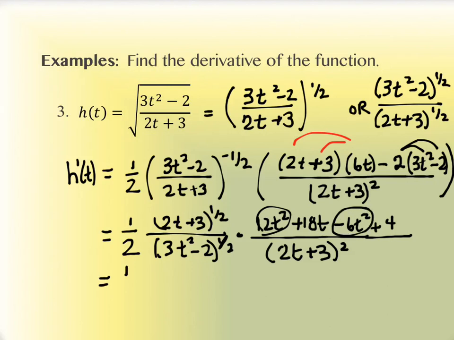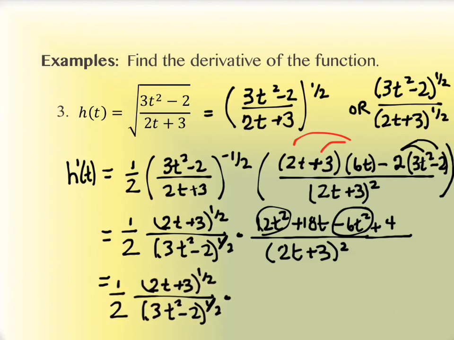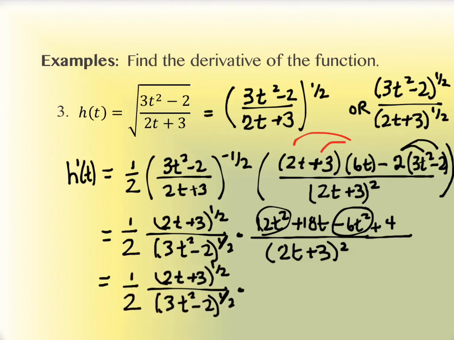All right, so the first part stays the same. I have the 1/2 and then my numerator over here changes to say 6t squared plus 18t plus 4 over, whoops, 2t plus 3 squared.